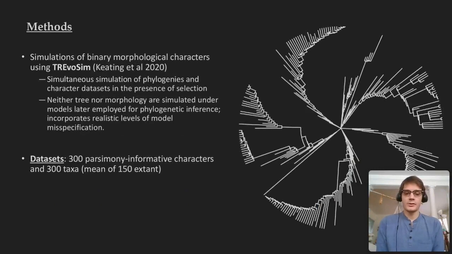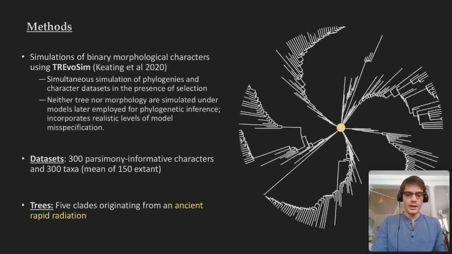The data sets that we constructed contain 300 parsimony informative characters and 300 taxa, half of which were extant, half of which were fossil on average. And the parameters of the simulations were chosen so that the trees had a very specific shape. As you can see on the right, there's an example of one of the trees we used. These always had 5 major lineages, which connected deep down in the tree in a sequence of very short and deep internodes that's reminiscent of a tree shape known as an ancient rapid radiation.